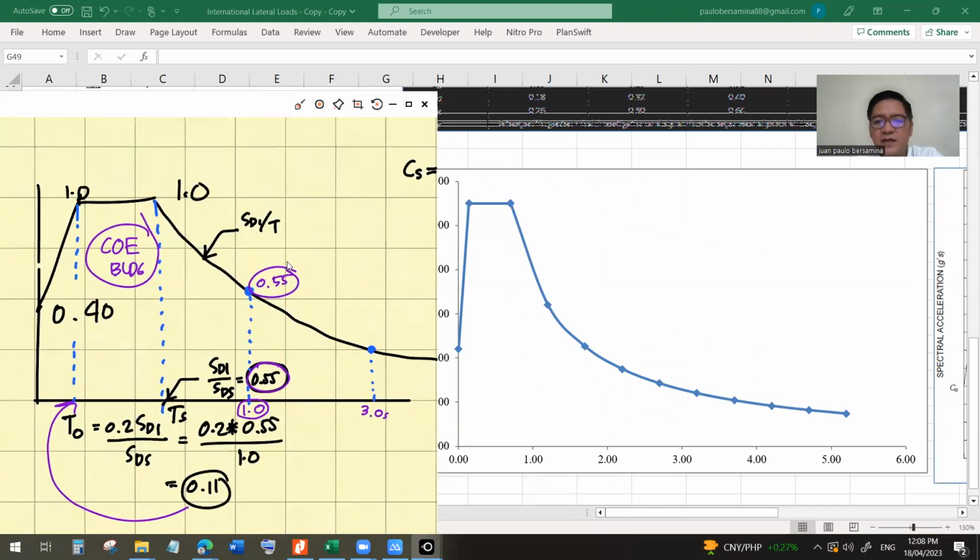Okay. Comparing UBC and IBC, same sila na sa Vmax ang nag-govern. Kasi sa ito, this is IBC or ASC 710. Ito pa rin ang nag-govern. Nandun siya sa zone ng Vmax. And ganoon din sa UBC, nandun din siya sa zone ng Vmax.